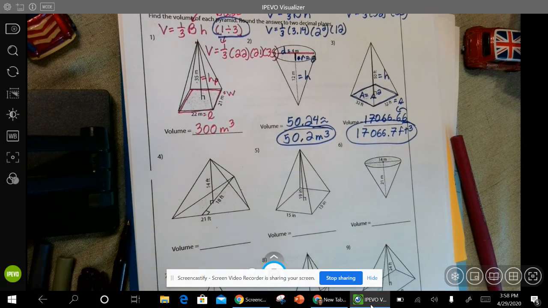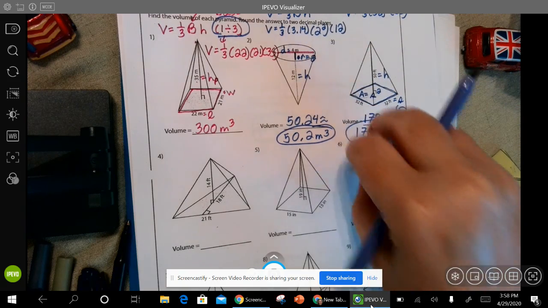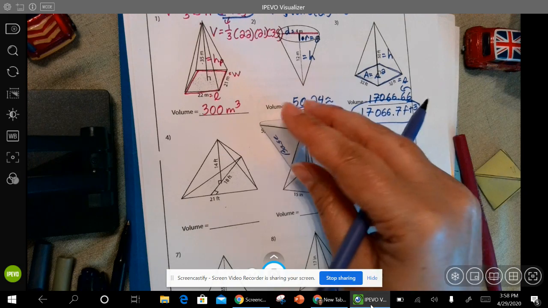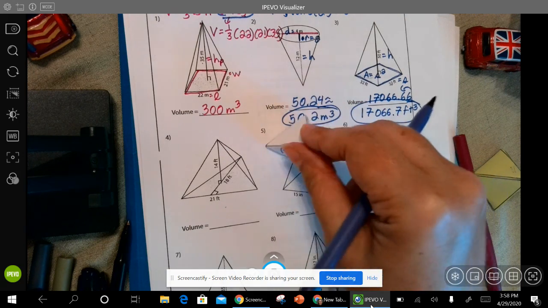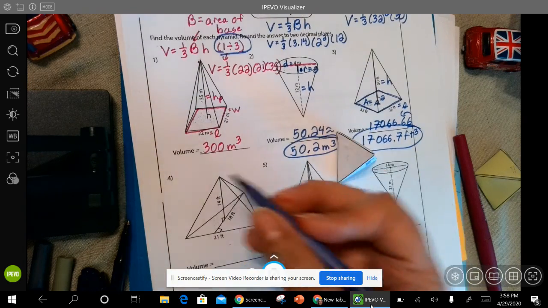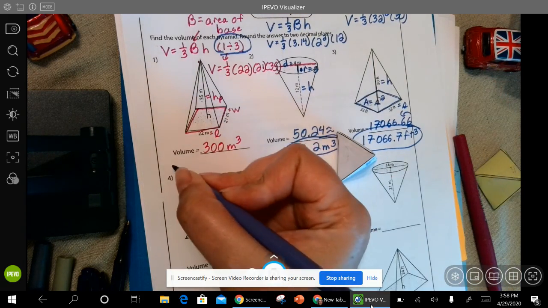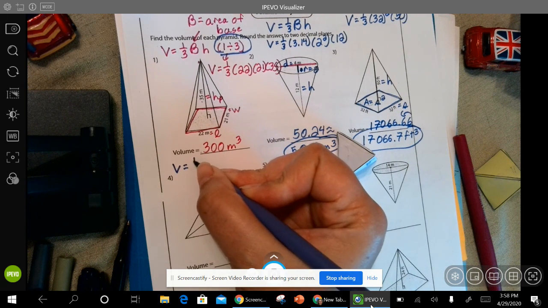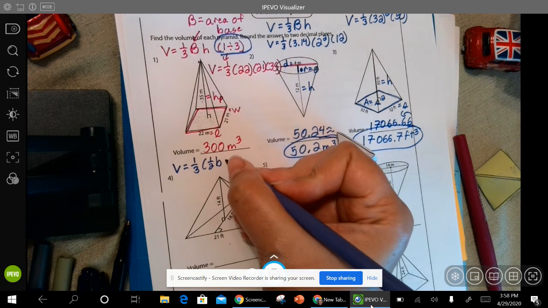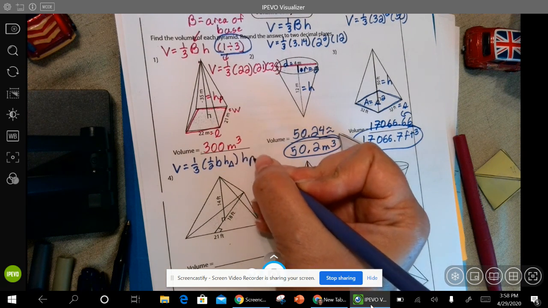Okay, so what if we have where it's a triangle? Let's look at this one. So we have a triangular pyramid. So the base, everybody, is a triangle. Remember everybody, it's 1/3 area of the base times the height. So the volume is equal to 1/3, base times the height of the triangle times the height of the prism.